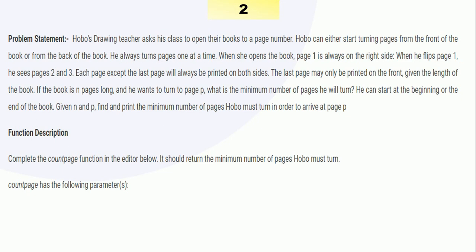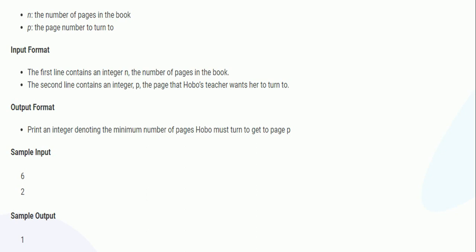Given the length of the book, if the book is n pages long and he wants to turn to page P, what is the minimum number of pages he will turn? He can start at the beginning or the end of the book. Given n and p, find and print the minimum number of pages Hobo must turn in order to arrive at page P. Function description. Complete the count page function in the editor below. It should return the minimum number of pages Hobo must turn. Count page has the following parameters: n, number of pages in the book; p, number of pages to turn to.